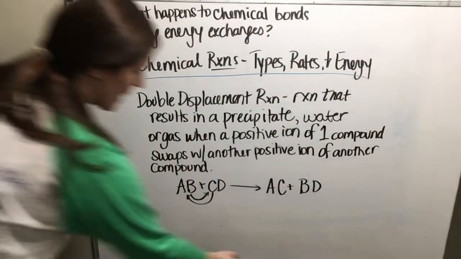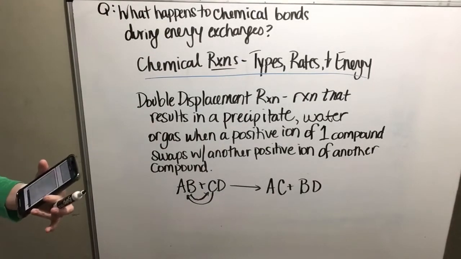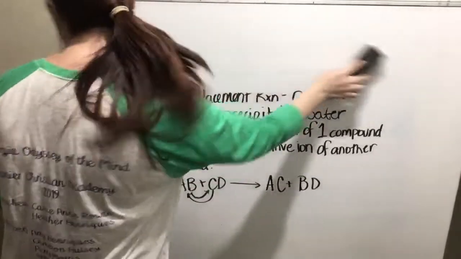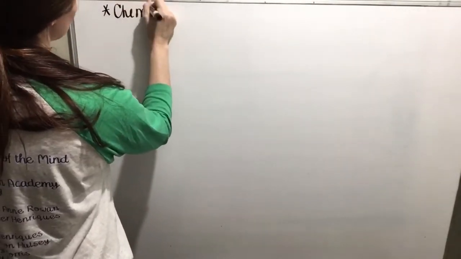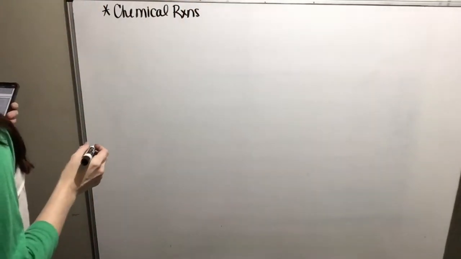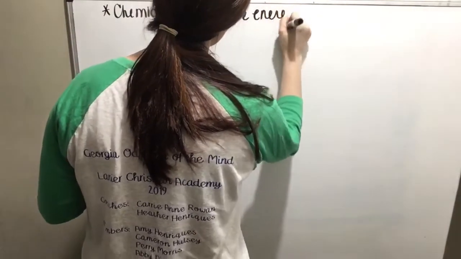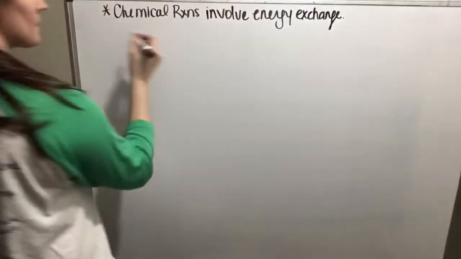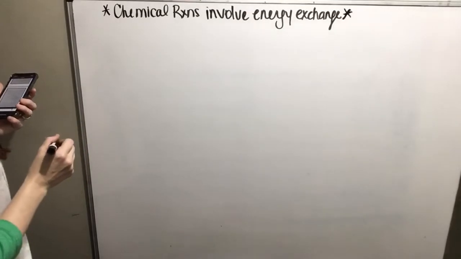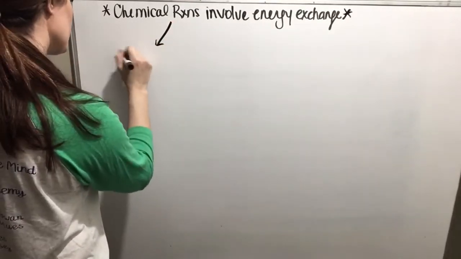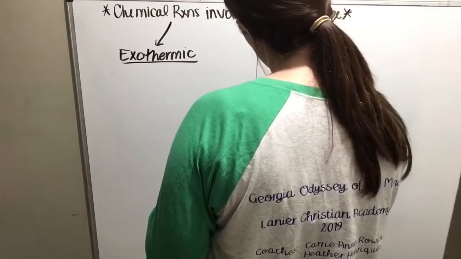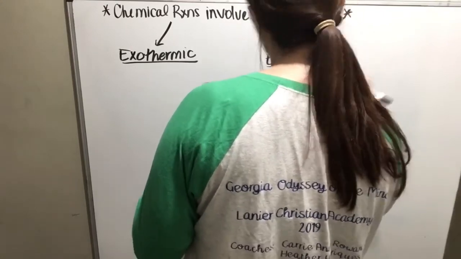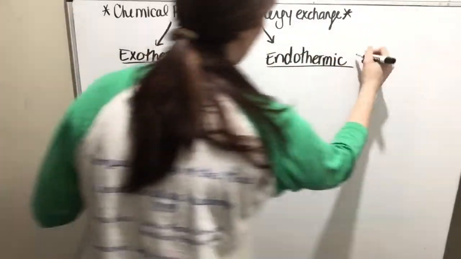All right, so moving on from the types. So you had 4 types. You had synthesis, you had decomposition, you had single displacement, and double displacement. Now we're going to talk about energy. So, chemical reactions involve energy exchange. And we're going to see this in 2 ways. We're going to see exothermic, and we're going to see endothermic reactions. Okay, so this is exothermic reaction, endothermic reaction.